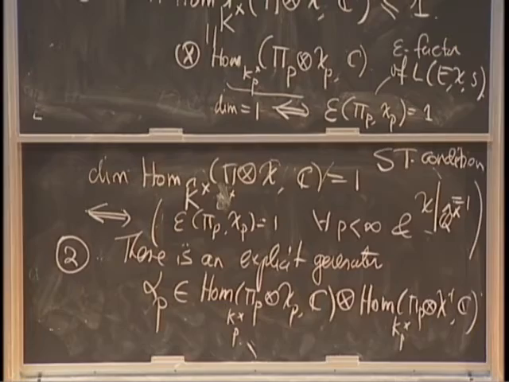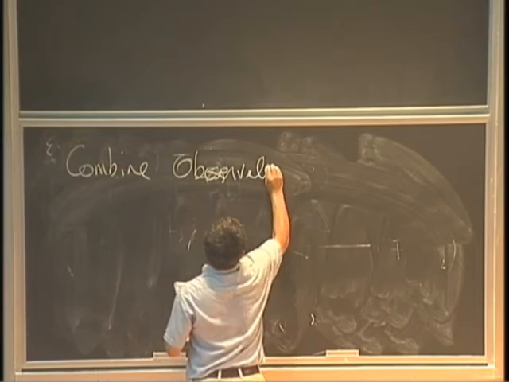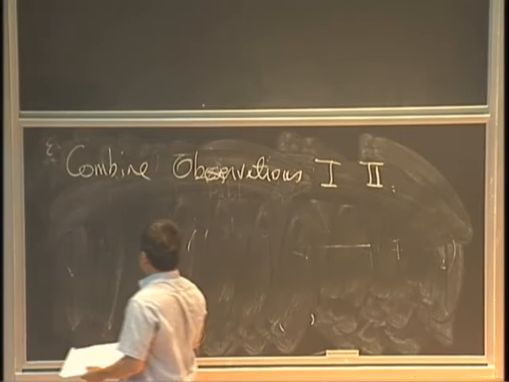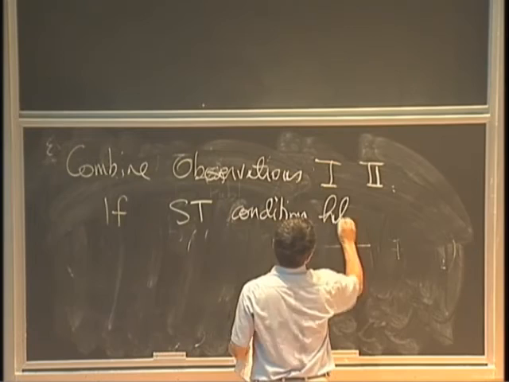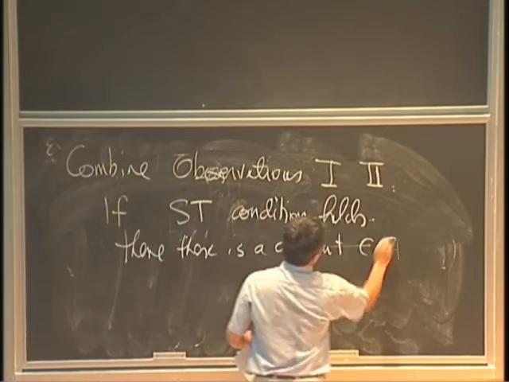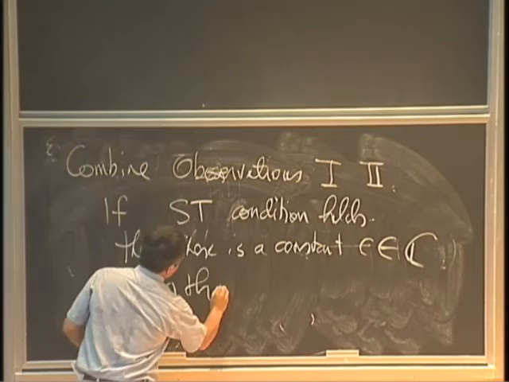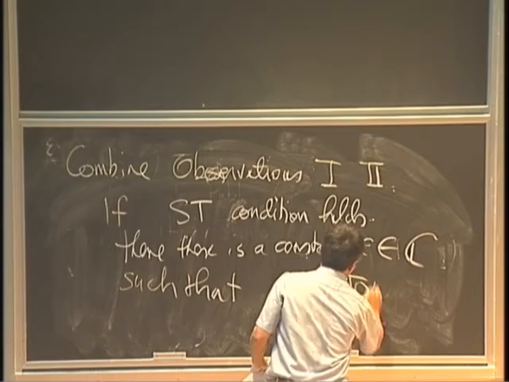We combine two observations, one and two. We give that, so if the Sato-Tate condition holds, then there is a constant C, a complex number, such that beta equals C times alpha. Okay. Maybe I took the product of alpha P would have a, right?